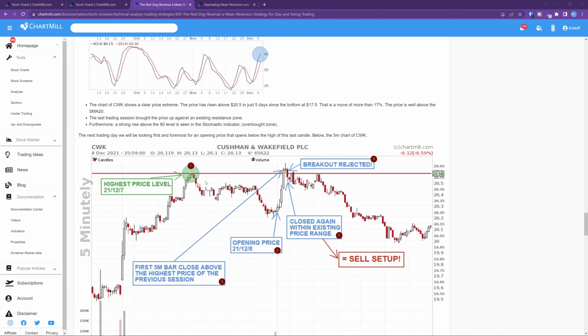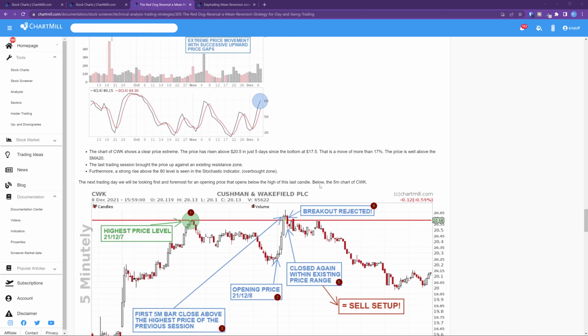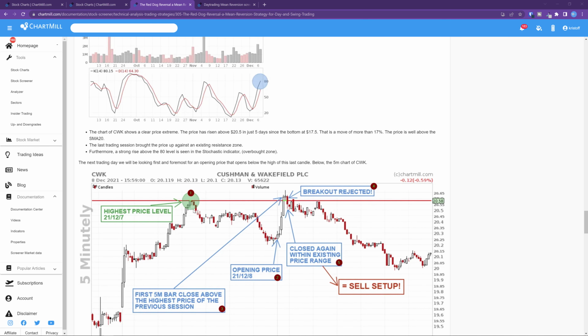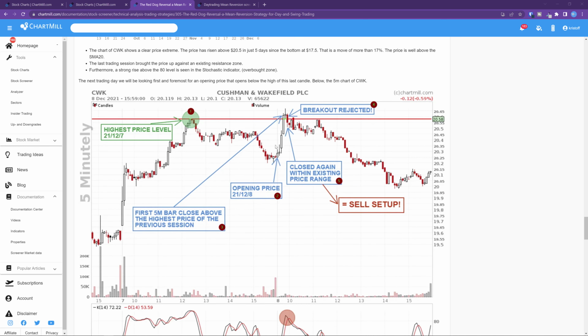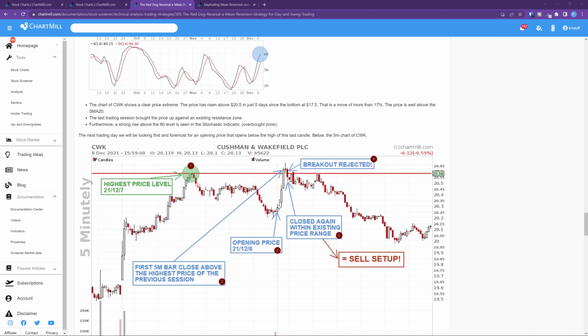And then the next trading day we have an opening price which is below the high of the previous day. At first, price is rising, and there is a close above the previous day high. Then the breakout was rejected and closed again within the existing price range, which is our sell setup. So with a short stop loss just above the high of the current day.